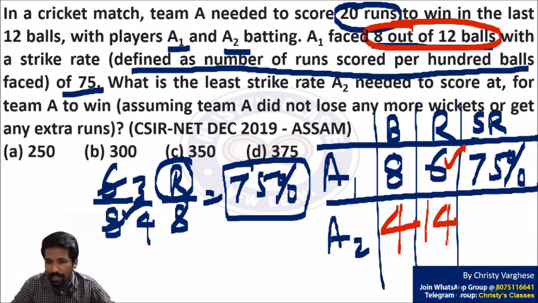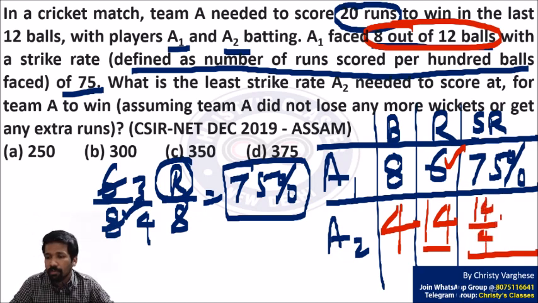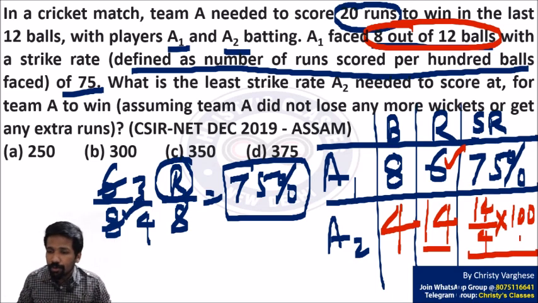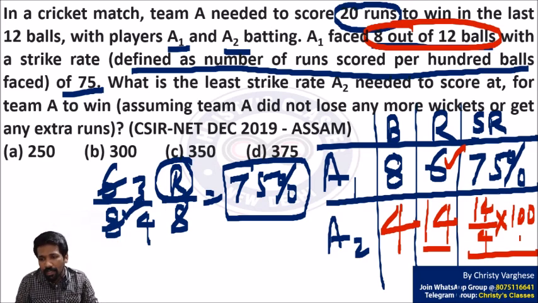Now the question is asking, what is the strike rate of A2? What is the required strike rate of A2? That is simply speaking, runs by balls, how much percentage it is. 14 by 4 is how much percentage? That is 14 by 4 into 100 will be the strike rate. In the percentage mental arithmetic class, I taught you how to do these kinds of percentage calculations in the mind. There the percentage was given and you wanted to find the value. Here the value is given, you have to find the percentage. That also you can do.